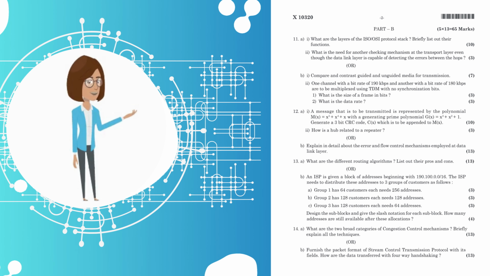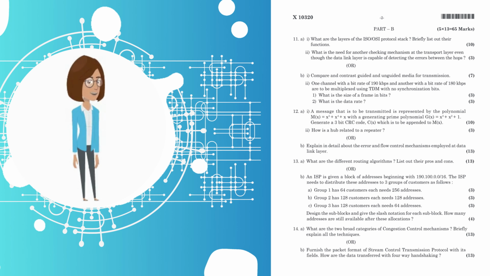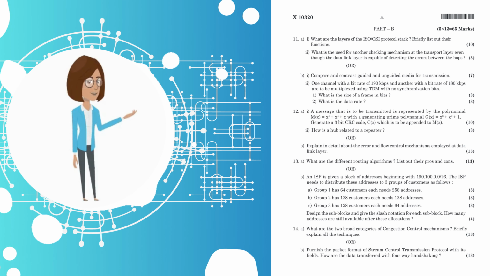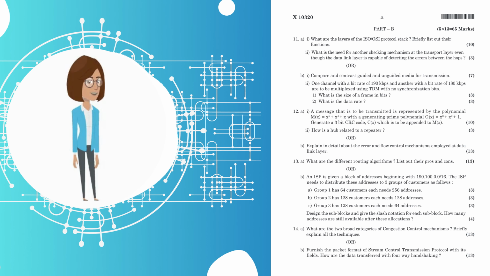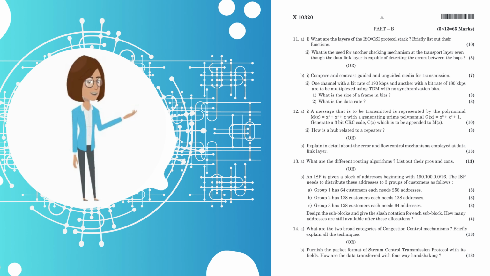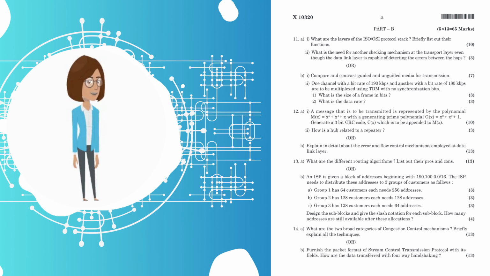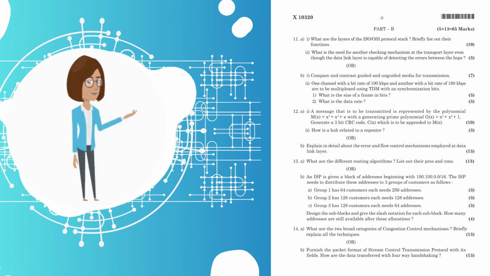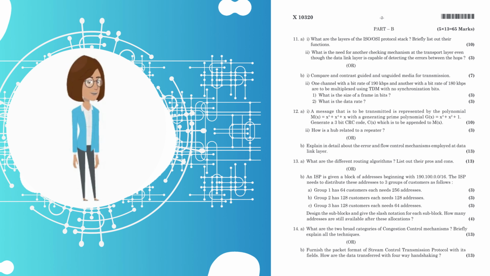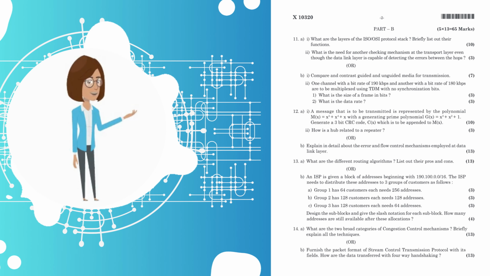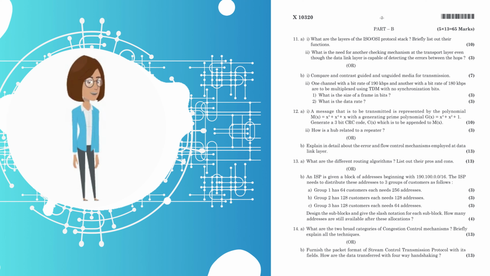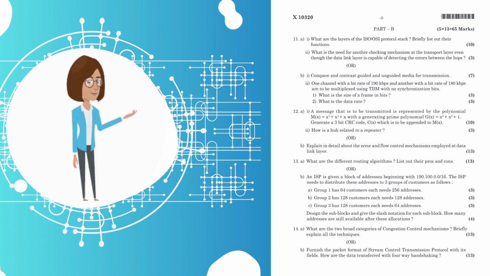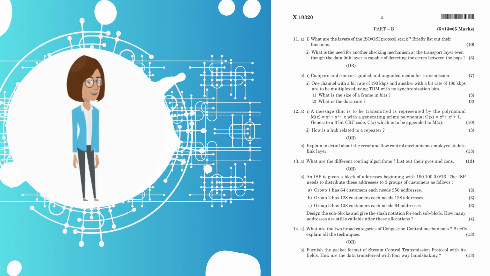2. What is the need for another checking mechanism at the transport layer even though the data link layer is capable of detecting the errors between the hops? Or B.I. Compare and contrast guided and unguided media for transmission. 2. One channel with a bitrate of 190 kbps and another with a bitrate of 180 kbps are to be multiplexed using TDM with no synchronization bits. 1. What is the size of a frame in bits? 2. What is the data rate?